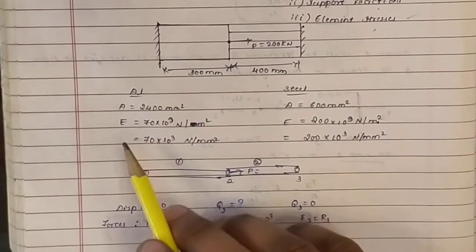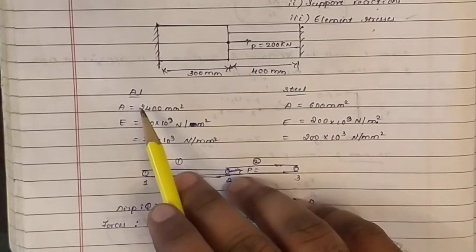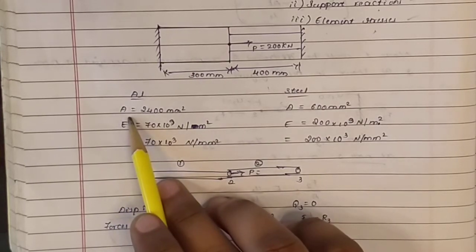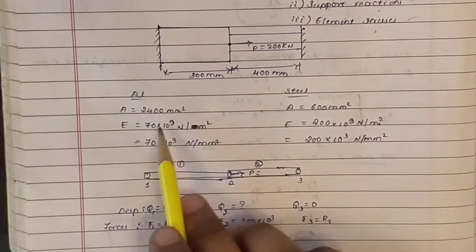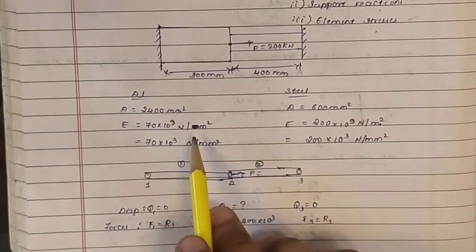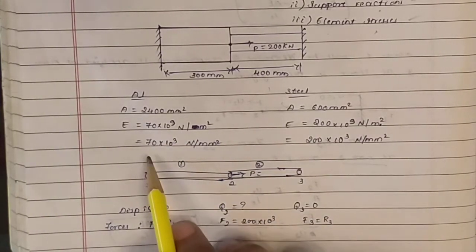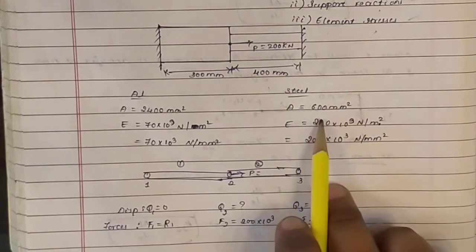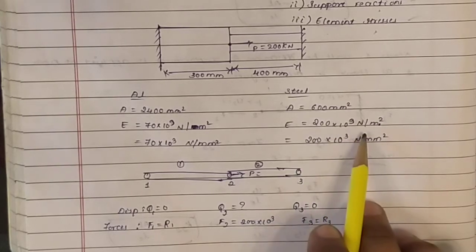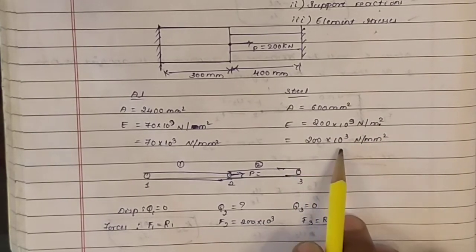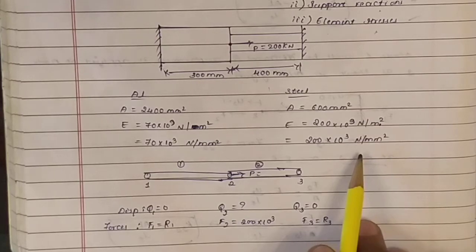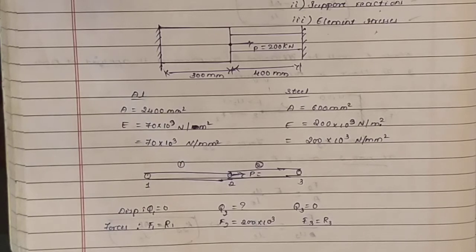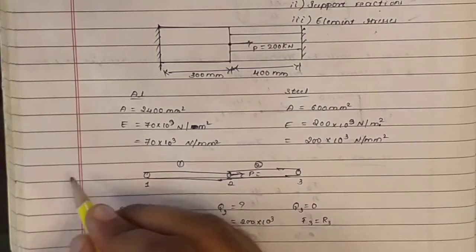And here he has given the material also. Material is also different for both the sections. The first section material is aluminium, where area of that first section is equal to 2400 mm square. E is equal to 70 into 10 power 9 Newton per meter square, so it is 70 into 10 power 3 Newton per mm square. Similarly, the second one is steel, area of 600 mm square, E is 200 into 10 power 9 Newton per meter square, that is equal to 200 into 10 power 3 Newton per mm square. Okay. So once all this data is given, the next step is writing the finite element model, FE model.